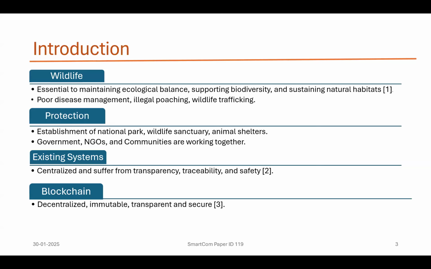We surveyed the existing systems and found that they are basically centralized and suffer from a lack of transparency, traceability, and safety. While looking for a solution, we found that blockchain technology is good for removing the existing problems, and since it is immutable, decentralized, and transparent, we adopted blockchain technology to overcome the problems of existing systems.